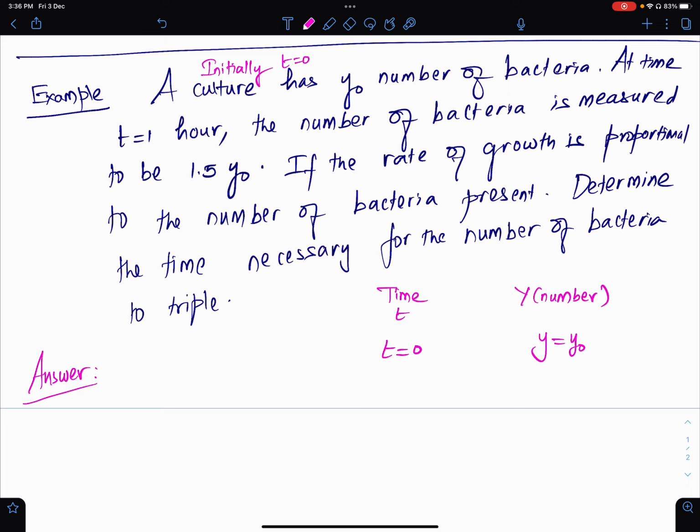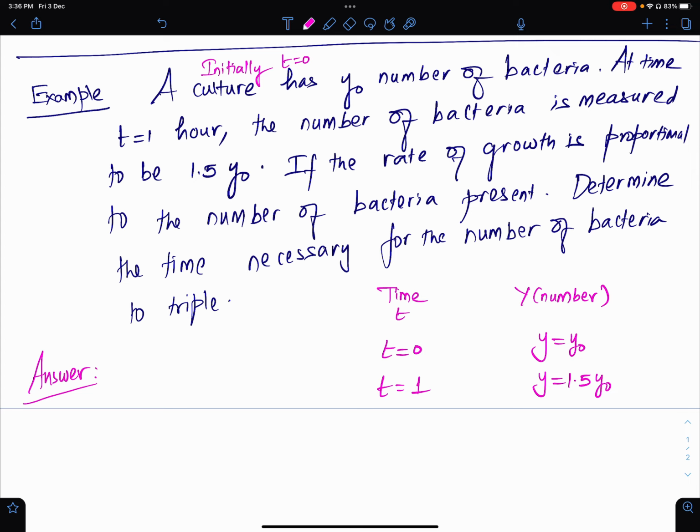See the next sentence: when time is 1 hour, that is when small t is 1, the number of bacteria is measured to be 1.5 y naught. So here they don't say what y naught is, because usually it may be in billions or millions, so we don't care about it, just y naught.